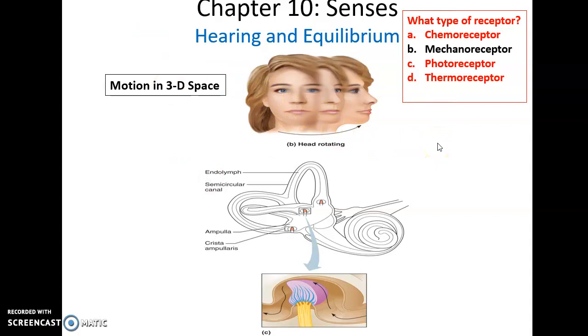Now, little children love dynamic equilibrium. They love playing with dynamic equilibrium and messing with it. And they do this by spinning in circles really, really fast. That's right. When you do that and you get dizzy, that is your dynamic equilibrium sensation becoming overwhelmed from a signal. And that is it for this part of Chapter 10.